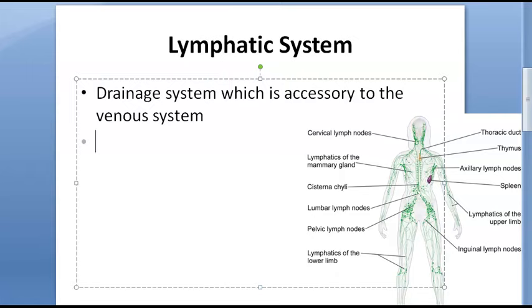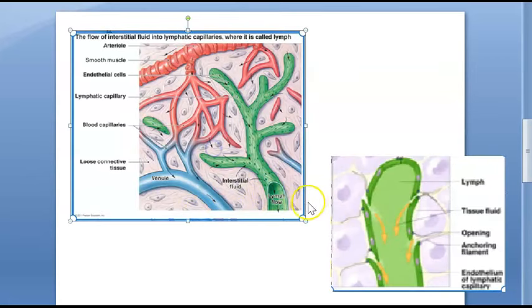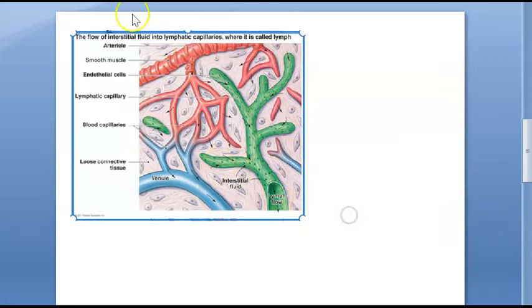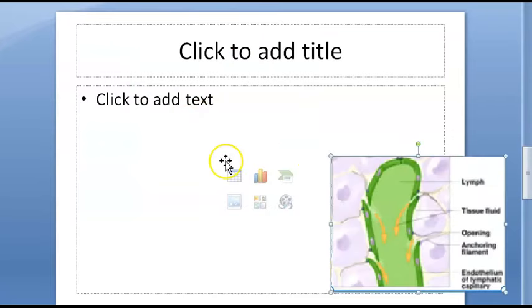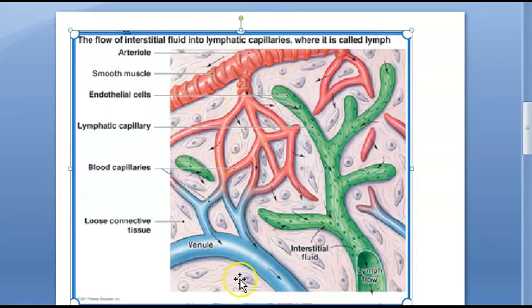Most of the tissue fluid formed at the arterial end of the capillaries is absorbed back into the blood by the venous end of the capillaries and post-capillary venules. The rest of the tissue fluid is absorbed by lymphatics. Look at this image here, this is the image that you need to understand. Here you have the artery, here you have the vein.